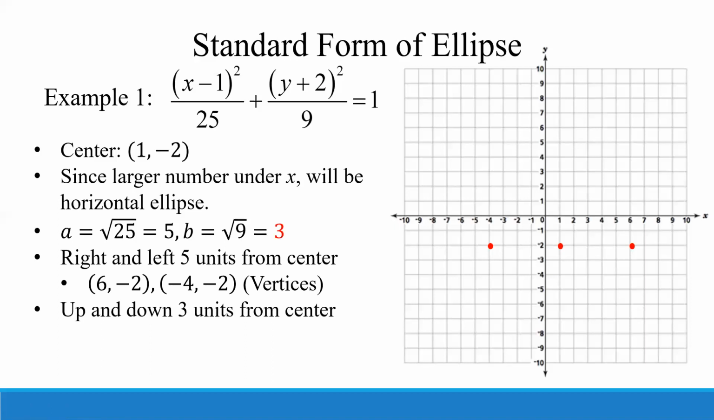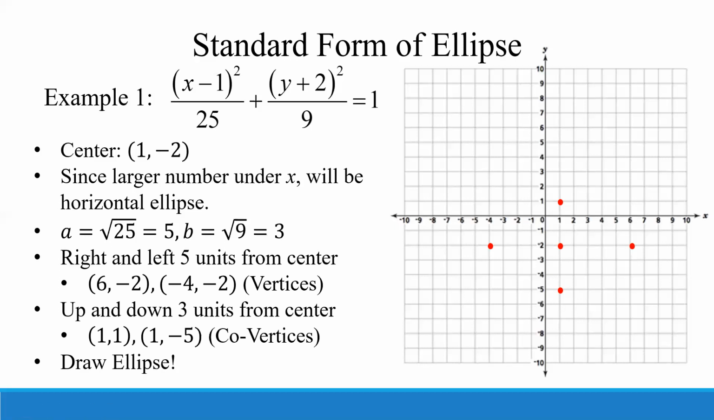Okay, now I'm going to go back to my center, and I'm going to go up and down 3, that B value. So again, up and down 3, 1, 2, 3, 1, 2, 3. And write down those points. That'll be 1, 1, and 1, -5. And then once I have those points in there, I can go and draw the ellipse in there. And it doesn't have to be perfect. I used PowerPoint to help me do that, but just connect those points, and that's your ellipse. But remember, folks, we do still need to find those other two foci, the focus points.